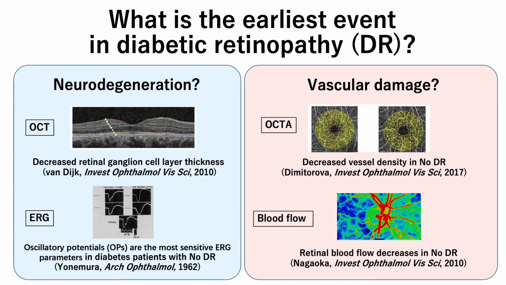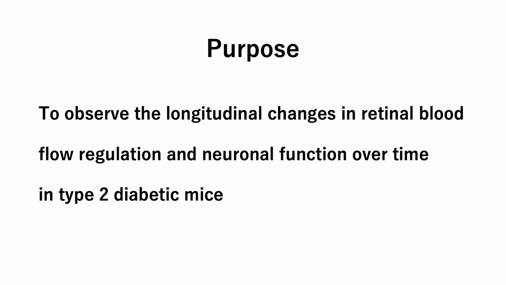It remains unclear whether neurodegeneration or vascular damage precedes the other in diabetic retinopathy. However, it is difficult to investigate the longitudinal relation between neuronal and vascular damage in diabetic patients. Therefore, we observed the longitudinal changes in retinal blood flow regulation and neuronal function over time in type 2 diabetic mice.